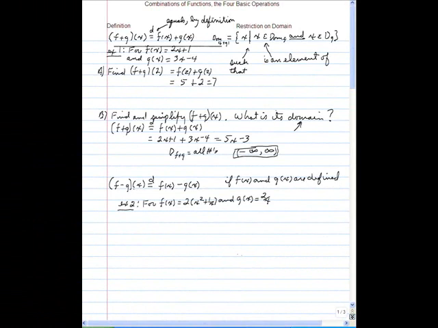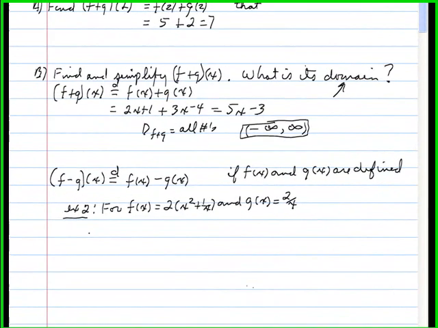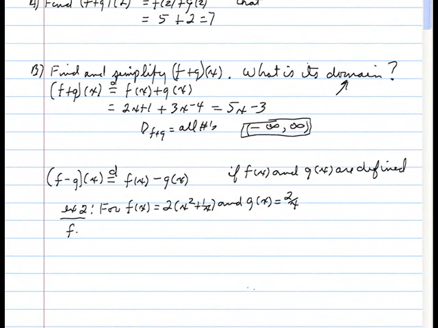The definition, of course, is f minus g of x is f of x minus g of x if f of x and g of x are defined. In other words, for all x in the domain of f and for all x in the domain of g. It's the same definition as above, just stated in a slightly different way. So what would we do if f of x is 2 times x squared plus 1 over x, and g of x is 2 over x? How could we write f minus g of x?